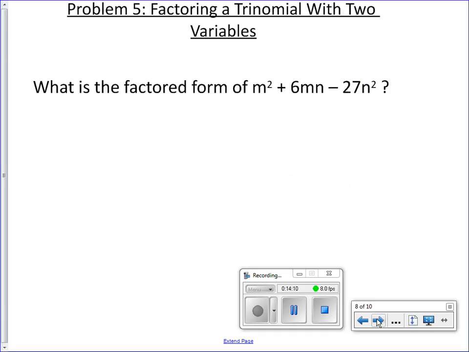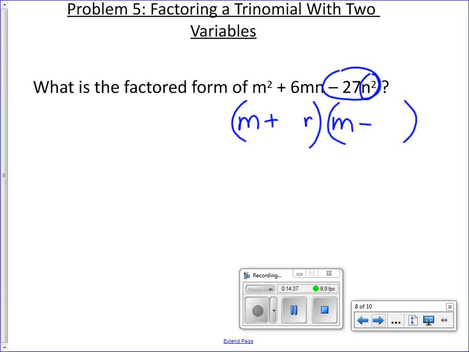Problem 5, factoring a trinomial with two variables. Okay, when you've got two variables, and in this case you've got an m and an n. To get the m squared, we know our first term is going to have to be m. To get the last term, we know that we're going to have a plus and a minus. And we see an n squared in this last term. So that also tells us that there's going to be an n in the second term of each of our binomials.